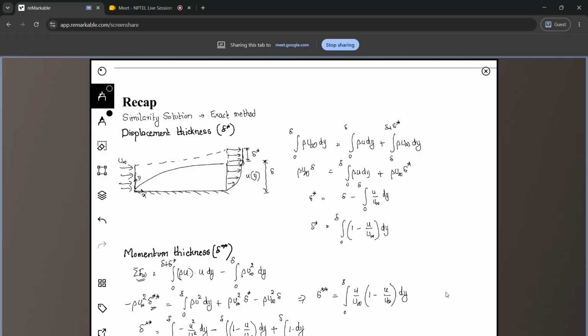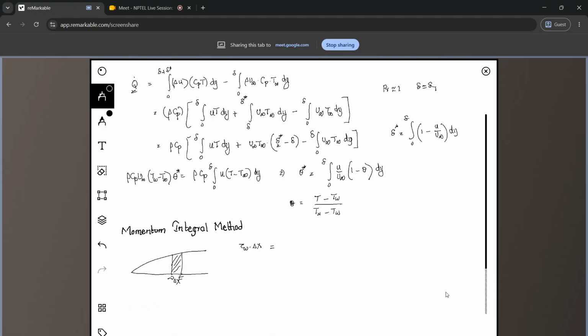As you saw before, the momentum thickness is defined in such a way that the net force acting on it is given by rho infinity times the momentum thickness. So for this differential volume, we have rho infinity times whatever is the change in the momentum thickness for that small volume. In the limit that delta x tends to 0, we will have tau w as rho infinity u infinity square d delta double star by dx.